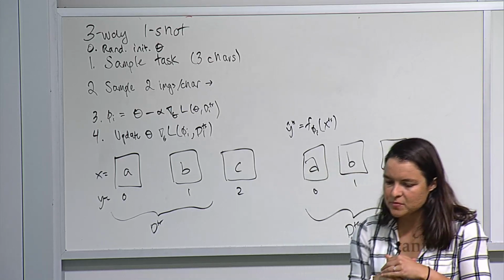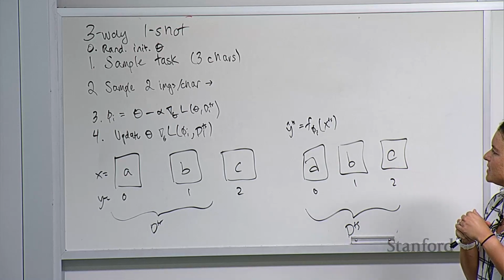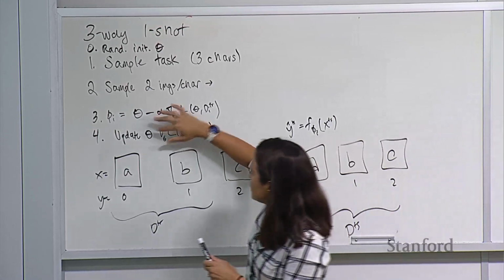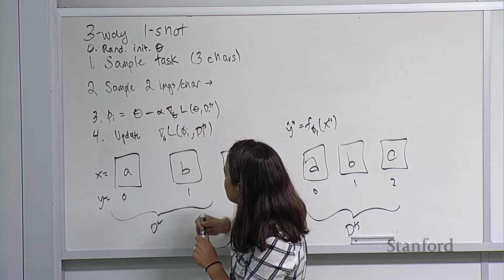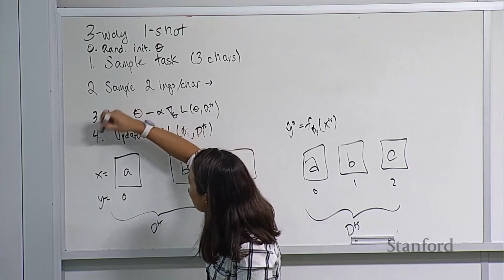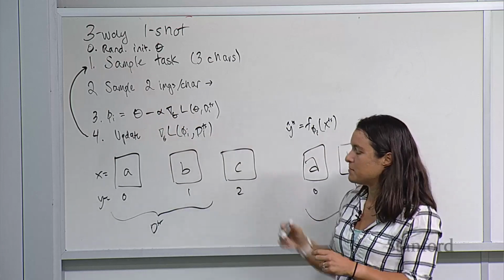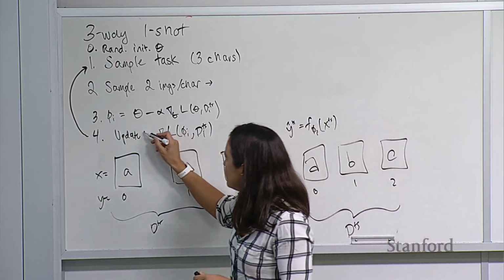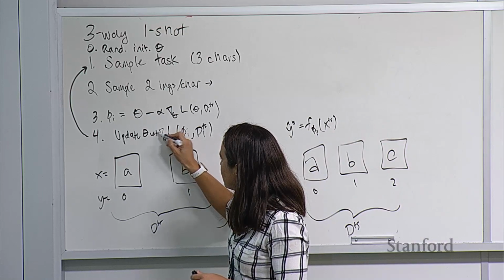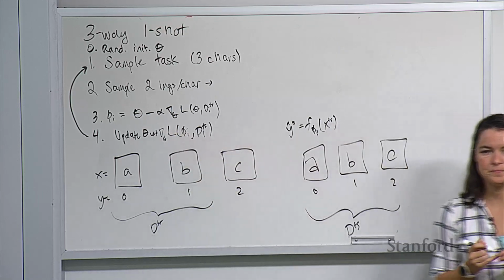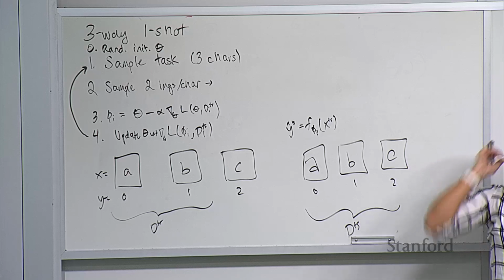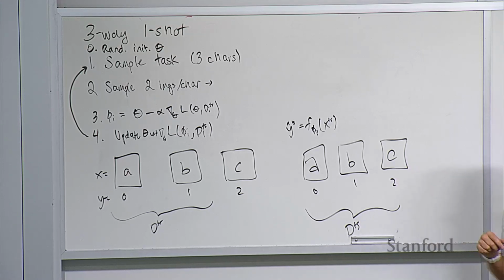Cool. Now, one other thing that I'll mention here is, actually, sorry. After step 4, then you'll go back to step 1 and repeat and continuously update theta based on this value right here. So this is the full meta-training algorithm.